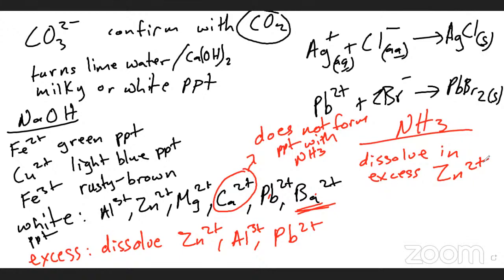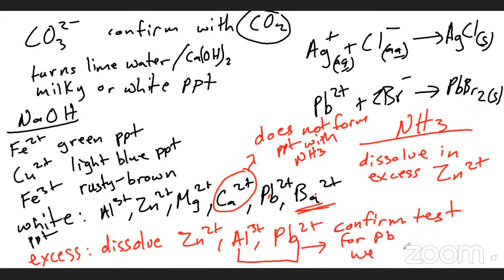That means if it does not dissolve, it is either lead or aluminum. To differentiate between lead and aluminum, we do a confirmatory test for lead. For that, we use KI. So once you see KI, we are testing for lead. I know this part is a bit rushed, but hopefully some of it sticks.